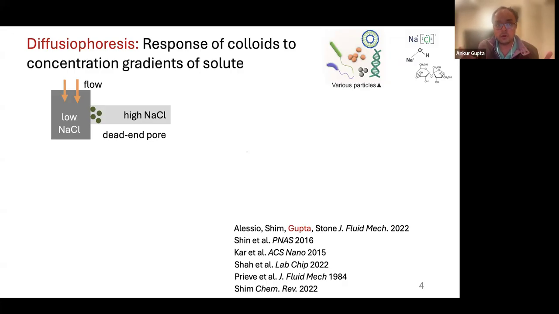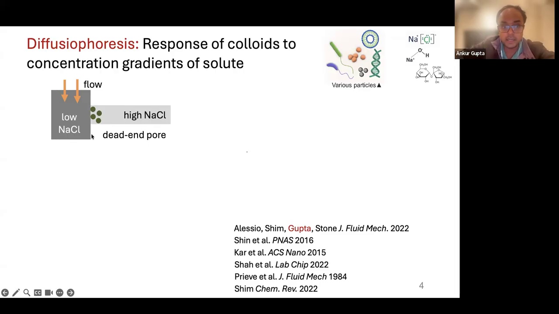So now let's try to make it more concrete. Let's imagine that we have a microfluidic channel where you have some flow going in the main channel, and there is a dead end pore that is coming out of the main channel. And now because it's a dead end, you cannot have any bulk flow going through this pore. And imagine that you have been able to create this scenario where we have high sodium chloride concentration in the dead end pore and low sodium chloride concentration in the main flow.